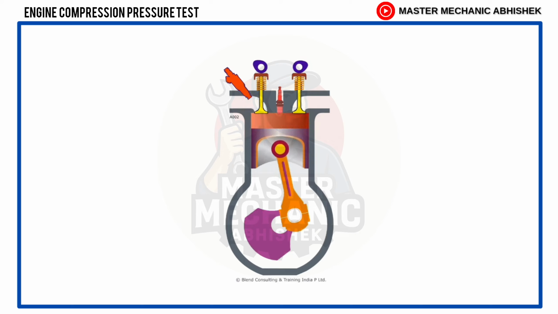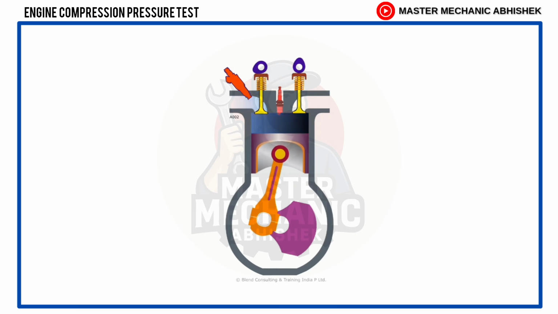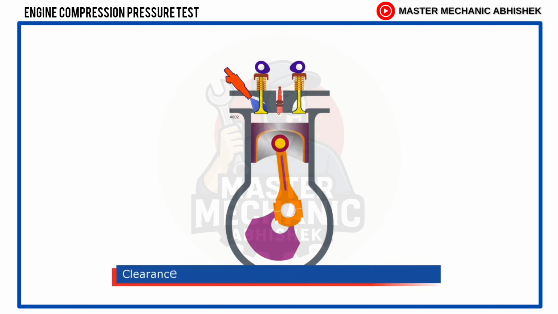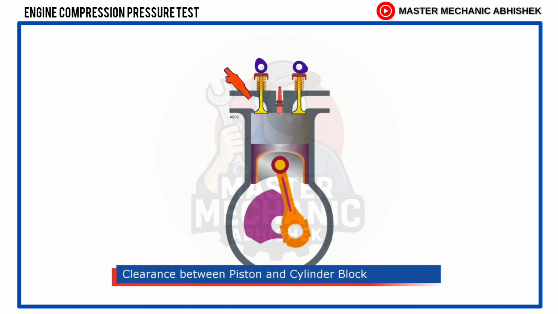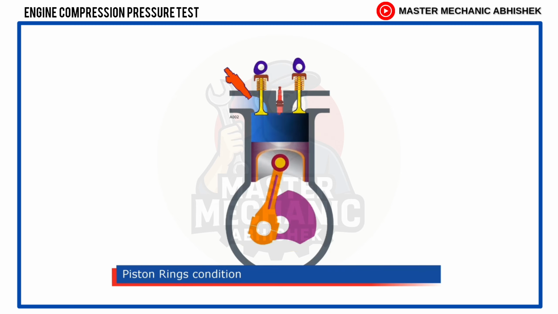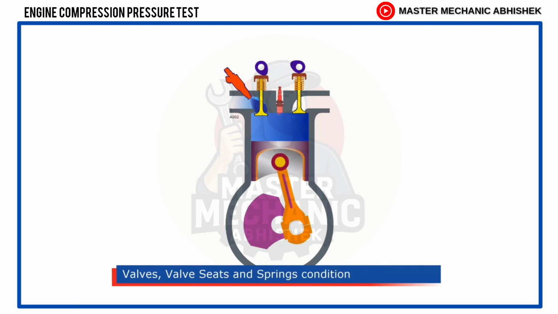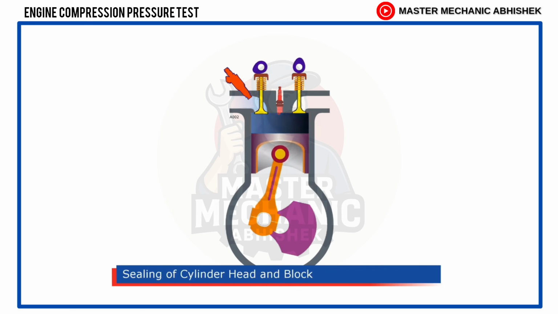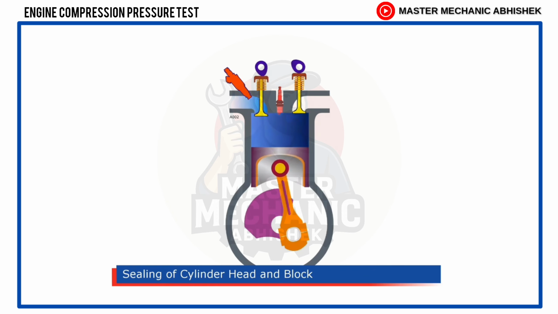The engine compression pressure developed by engine is a good indicator of the factors such as clearance between piston and cylinder block, piston rings condition, valves, valve seats and spring condition, and sealing of cylinder head and block.